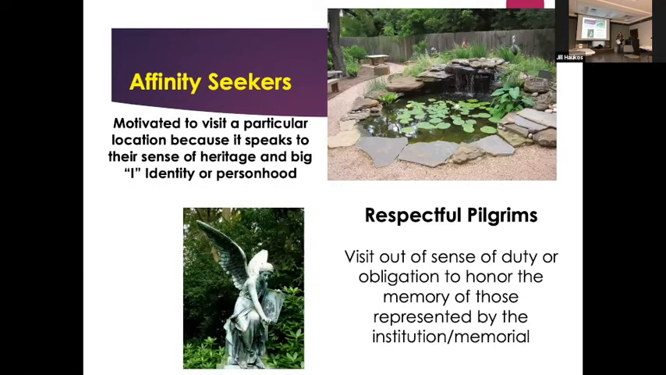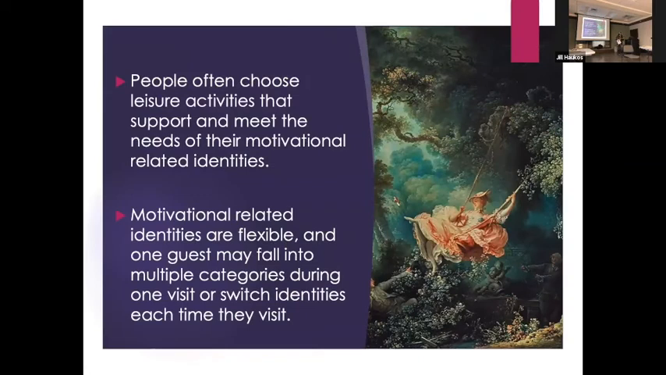Okay, affinity seekers and respectful pilgrims. This is more the emotional connection with the place. They are here, wherever their leisure activity takes them, because they are memorializing someone or they're reminiscing. There's some nostalgic value to it. They don't necessarily come to learn, but they come to experience a connection to those before them. So Falk says that people usually choose those leisure activities because they support their needs at that time. You have a choice to go anywhere. Why would you choose to go to Konza Prairie instead of the library? Because Konza Prairie may offer something in your needs at that moment that the library can't, if that makes sense.